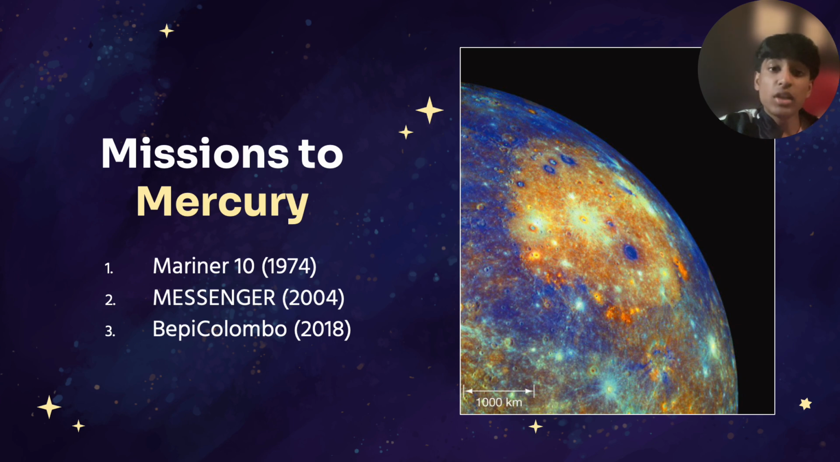Currently, BepiColombo, a collaborative mission between the European Space Agency and the Japan Aerospace Exploration Agency, is on its way to Mercury. It was launched in 2018 and is expected to arrive in 2026. Once it enters orbit, BepiColombo will build on Messenger's data and provide even more precise measurements of Mercury's magnetic field, exosphere, and surface composition.